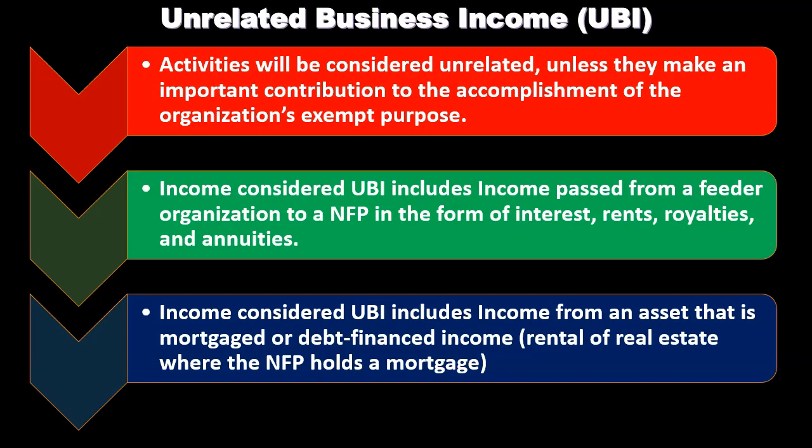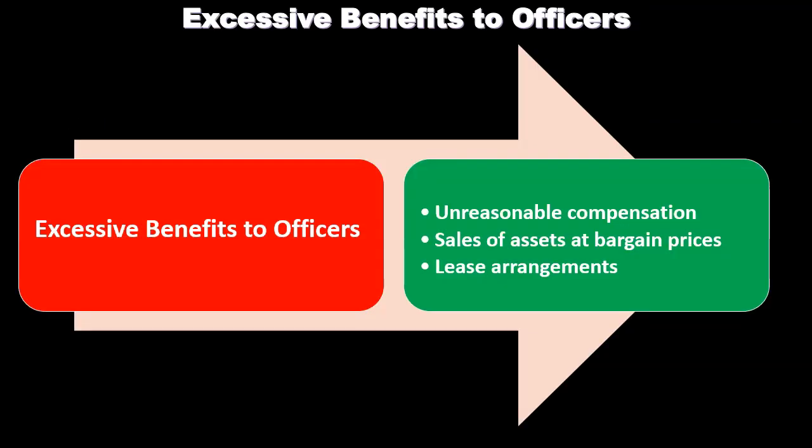Income that would also be considered unrelated business income includes income from an asset that is mortgaged or debt-financed income. So, for example, rental of real estate where the not-for-profit organization holds a mortgage. Excessive benefits to officers would include unreasonable compensation, sale of assets at bargain prices, and lease arrangements. This is going to be an important consideration when you think about setting up a not-for-profit organization and when you consider donating to a not-for-profit organization.